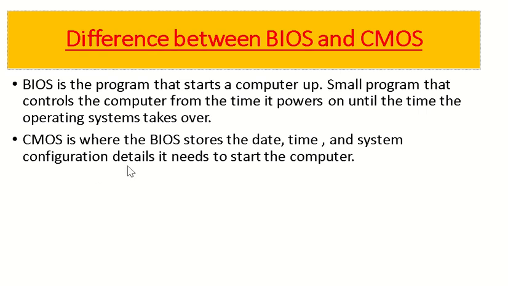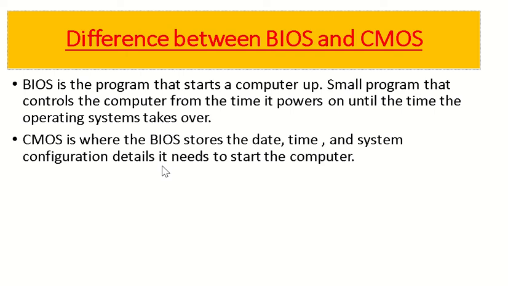Coming to CMOS, it is where the BIOS stores the date, time, and system configuration details. This is very important because CMOS, as I referred to initially, is a device called the CMOS battery. BIOS stores the date, timings, and system-related configuration information, which is stored in CMOS. So it is basically a storage for the details BIOS needs to start.